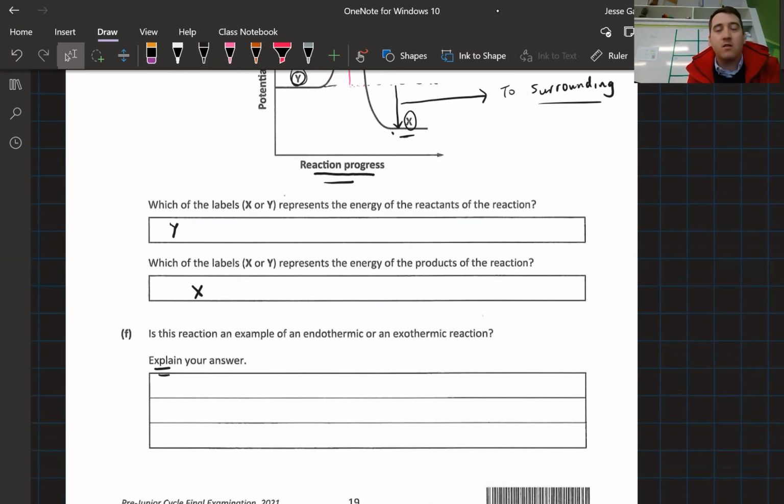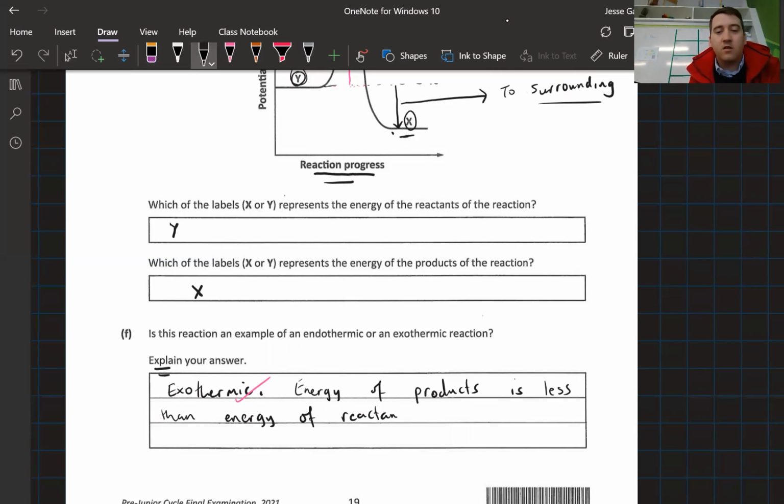Double check your answer. Okay, so hopefully you've said that this reaction is exothermic. That would have got you some of the marks. But is it endo or exo? You should have said exo. And then why is it exothermic? It's exothermic because the energy of the products is less than the energy of the reactants. So energy was released, and therefore that makes it exothermic.